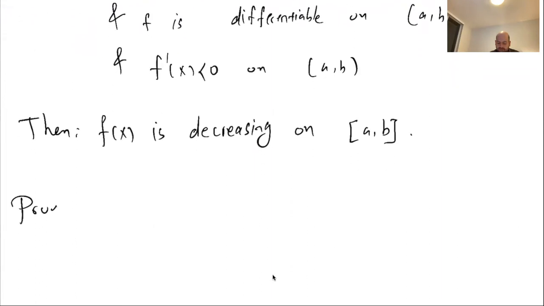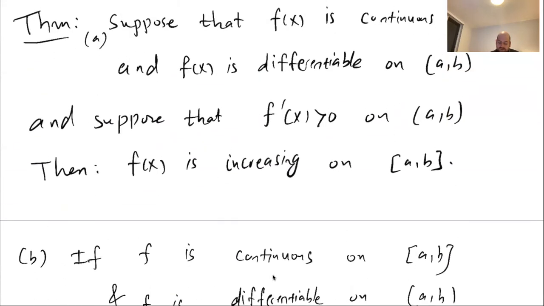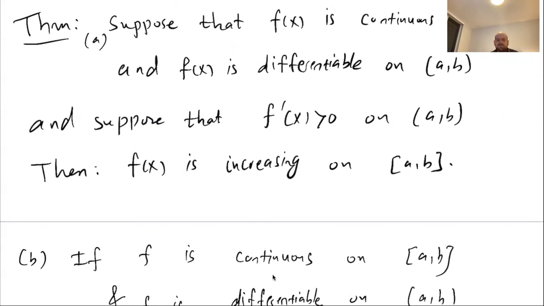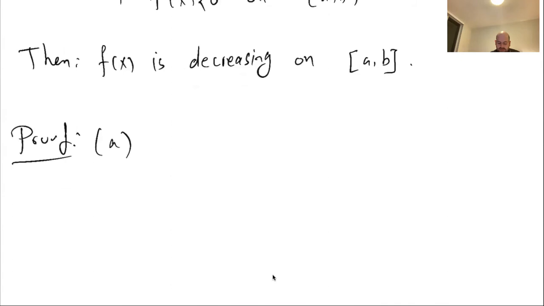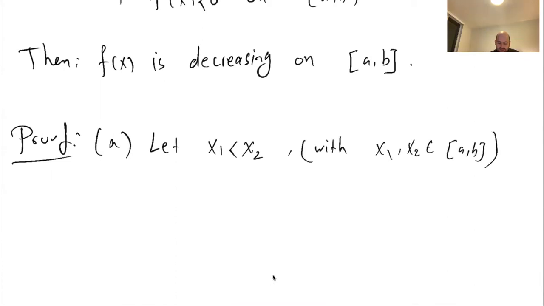Okay, proof. If we do part A, I want to show that f is increasing on a and b. So what should I do? I have to consider two points, x1 and x2, on this interval with x1 less than x2. So let x1 be less than x2, with x1 and x2 chosen from this closed interval a and b. And what do we want to show? We want to show that f of x1 is less than f of x2.